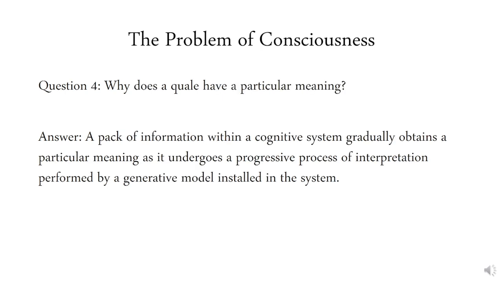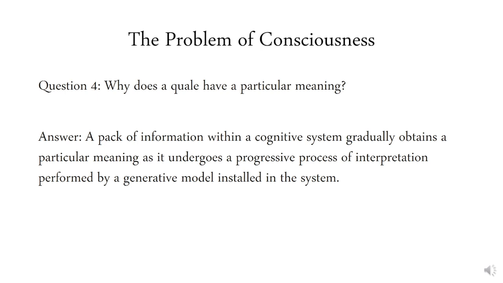And finally, the fourth question: why does a quali have a particular meaning? The answer is that a pack of information within a cognitive system gradually obtains a particular meaning as it undergoes a progressive process of interpretation performed by a generative model installed in the system. Meaning of information is assigned by a process of interpretation or inference. A system that cannot generate meaningful information cannot generate consciousness.